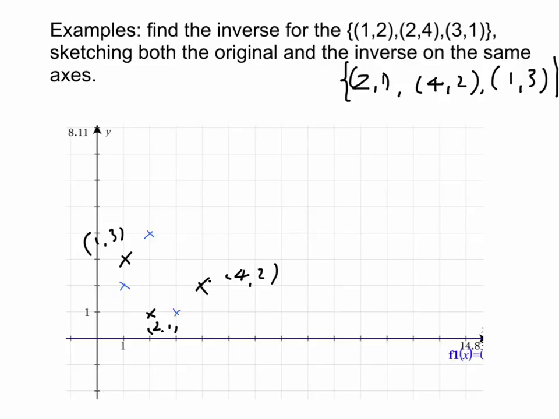Which doesn't make a lot of sense unless you actually draw in the y equals x line with your trusty ruler. Like so. So hopefully you can see a little bit better now that the reflection is indeed true, where these guys are reflections of each other.